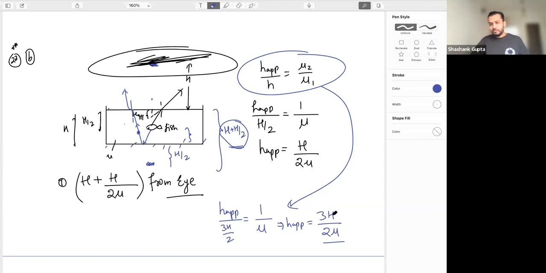Okay, so just see the factor 3h by 2 mu, but from the eye, this distance is coming out to be this, add h in this.